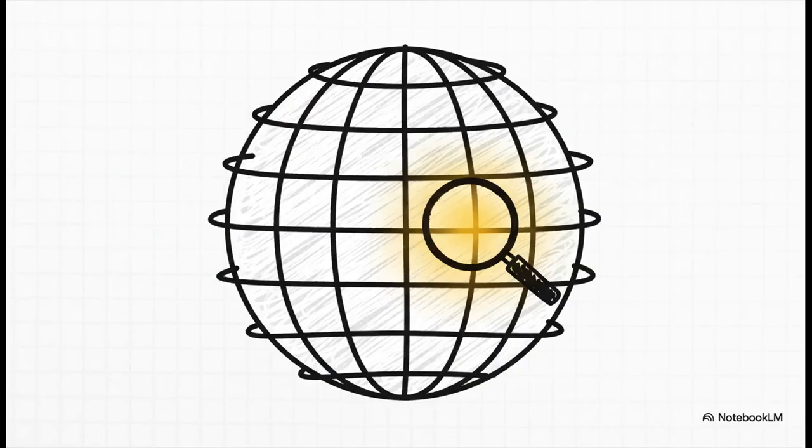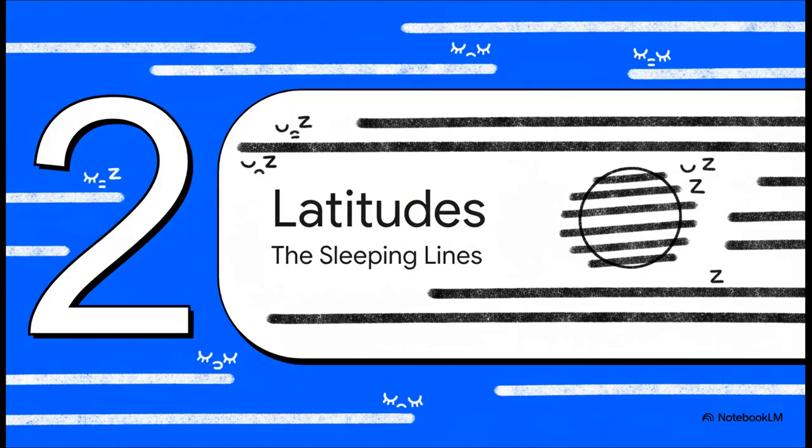So, using these 2 poles as our reference points, we can draw a whole network of lines all over the globe. And these lines have names, latitudes and longitudes. Together, they work just like the graph paper you use in maths class, giving a unique address to every single spot on Earth. First up, let's talk about the horizontal lines.